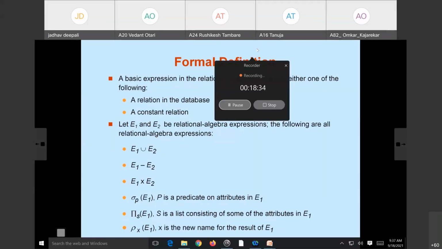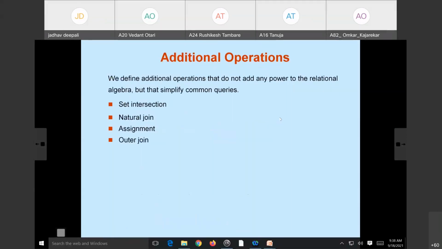Now we start with the additional operations. We define additional operations that do not add any power to the relational algebra but simplify common queries. With the basic operations of relational algebra we can write any query, but to simplify some common queries, additional operations are used. There are four additional operations: set intersection, natural join, assignment and outer join.